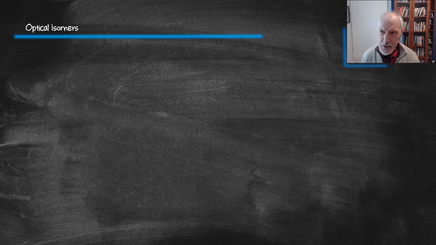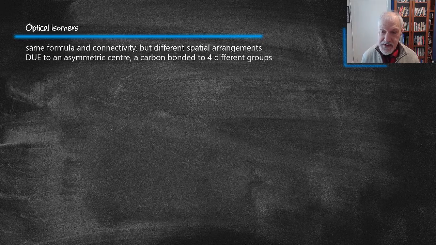First off, what are optical isomers? They share the same formula, the same connectivity, but different spatial arrangements in 3D space. This comes about because of what's called an asymmetrical center, a carbon bonded to 4 different groups. So this would constitute my asymmetric center, what they call a chiral carbon.